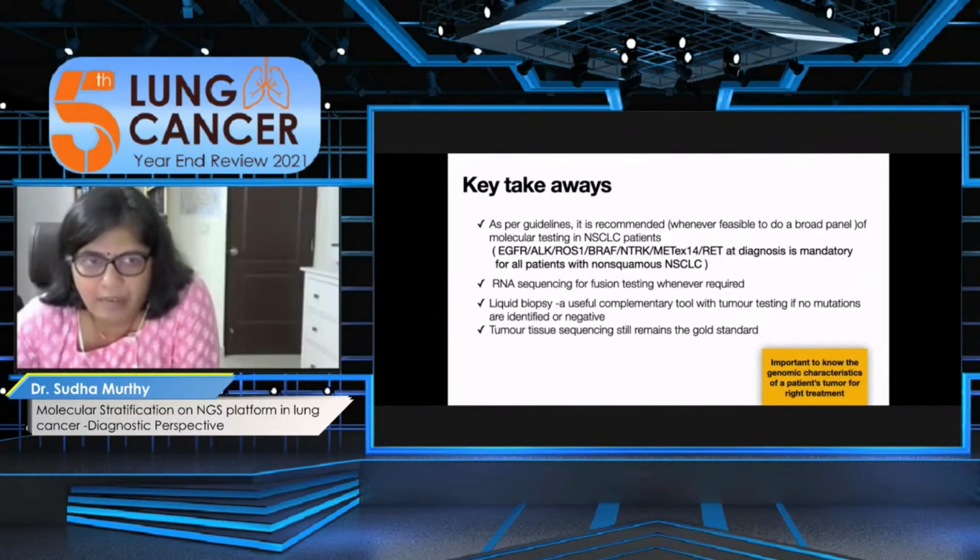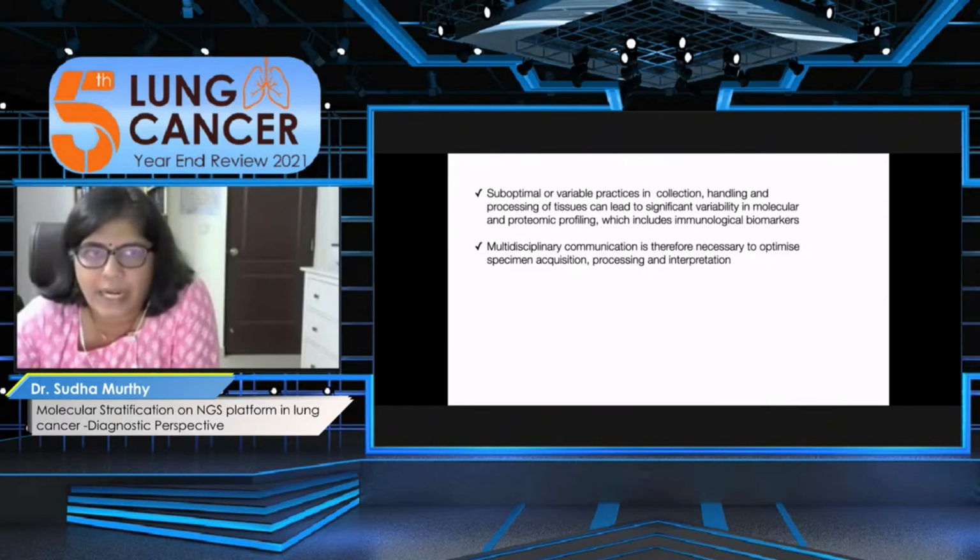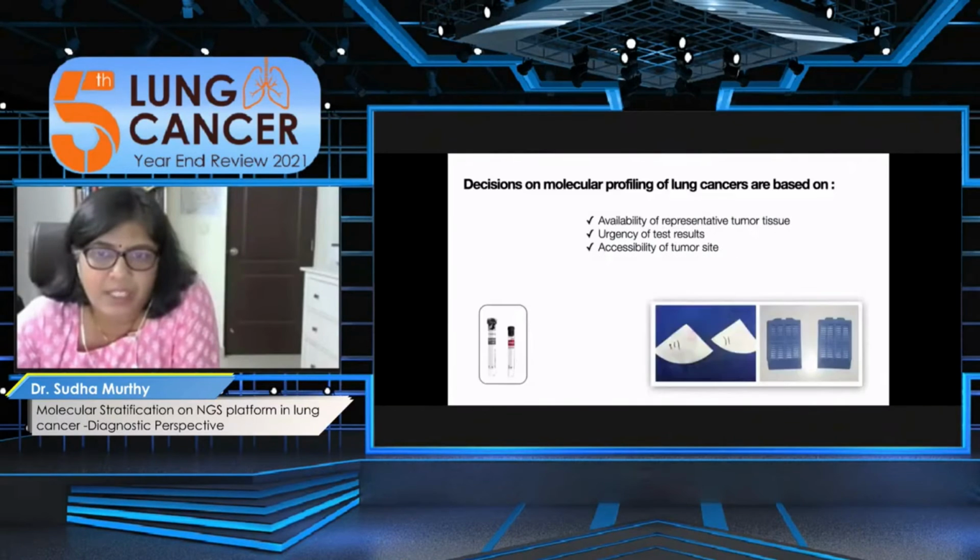So the key takeaways are, it is recommended that wherever feasible, you do a broad panel of molecular testing in NSCLC patients, RNA sequencing for fusion testing wherever required. Liquid biopsy is a useful complementary tool with tumor testing if no mutations are identified or negative, and tumor tissue sequencing still remains the gold standard. Suboptimal or variable practices in collection, handling, and processing of tissues can lead to significant variability in molecular and proteomic profiling, and multidisciplinary communication is always needed.